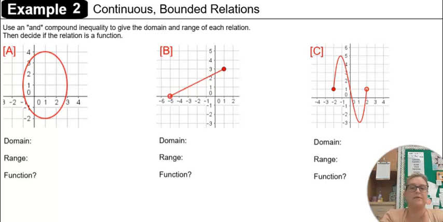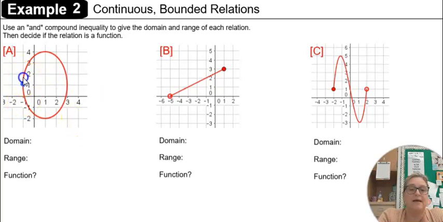Okay, so in example 2, we've got an ellipse. Remember, an oval in algebra is called an ellipse. And the domain is all of the possible x values. So as I look at my lowest possible x value for this ellipse, I've got a point here as far left as I can go, which is at -1.